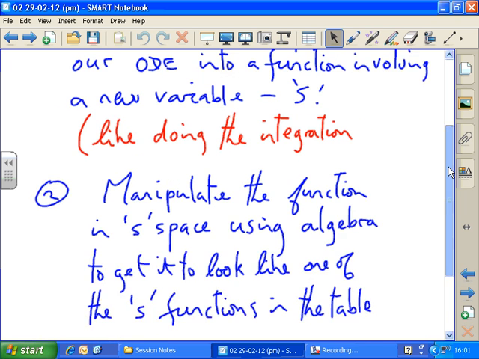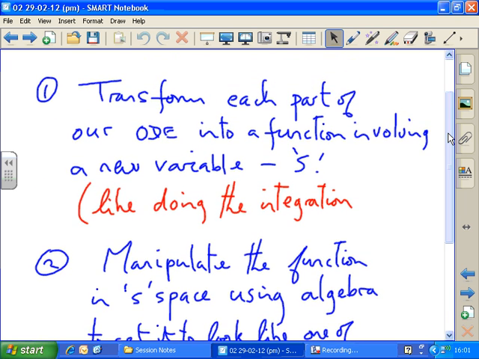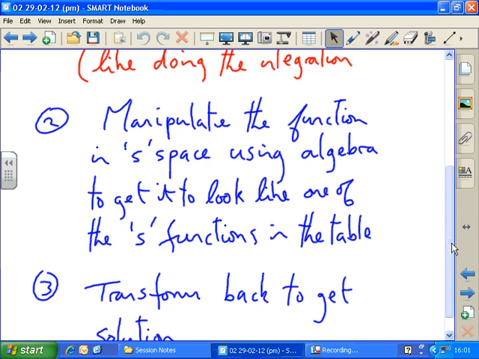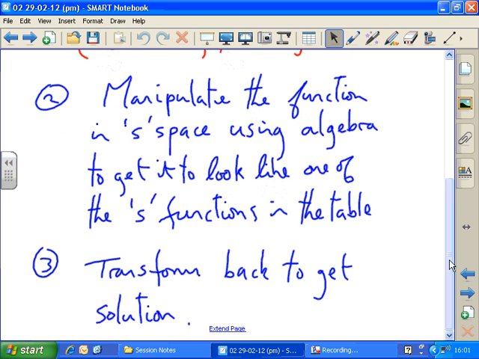What the process is, transform each part of our ordinary differential equation, and what we're going to do is think about transforming each part of a circuit, and that's the main aim today actually. It's transforming a network of a circuit into this S-space, transforming it using Laplace transforms. And then we start manipulating these things, so we're going to be looking at that today. So eventually we can transform back and get a solution. So that's what we're aiming for.